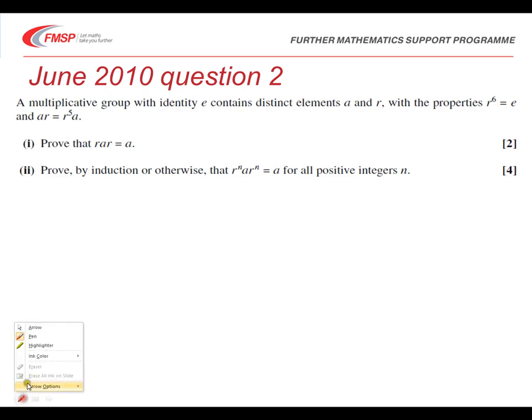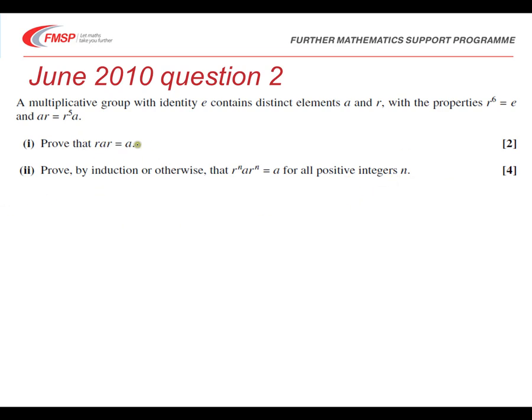Let's take a look at how you might be asked questions based on the associative property of a group. So in this question, you're told a multiplicative group with identity E contains distinct elements A and R with the properties R to the 6 is E and AR is R to the 5 A. You're asked to prove that RAR is A, and prove by induction or otherwise that R^n A R^n is A for all positive integers n.